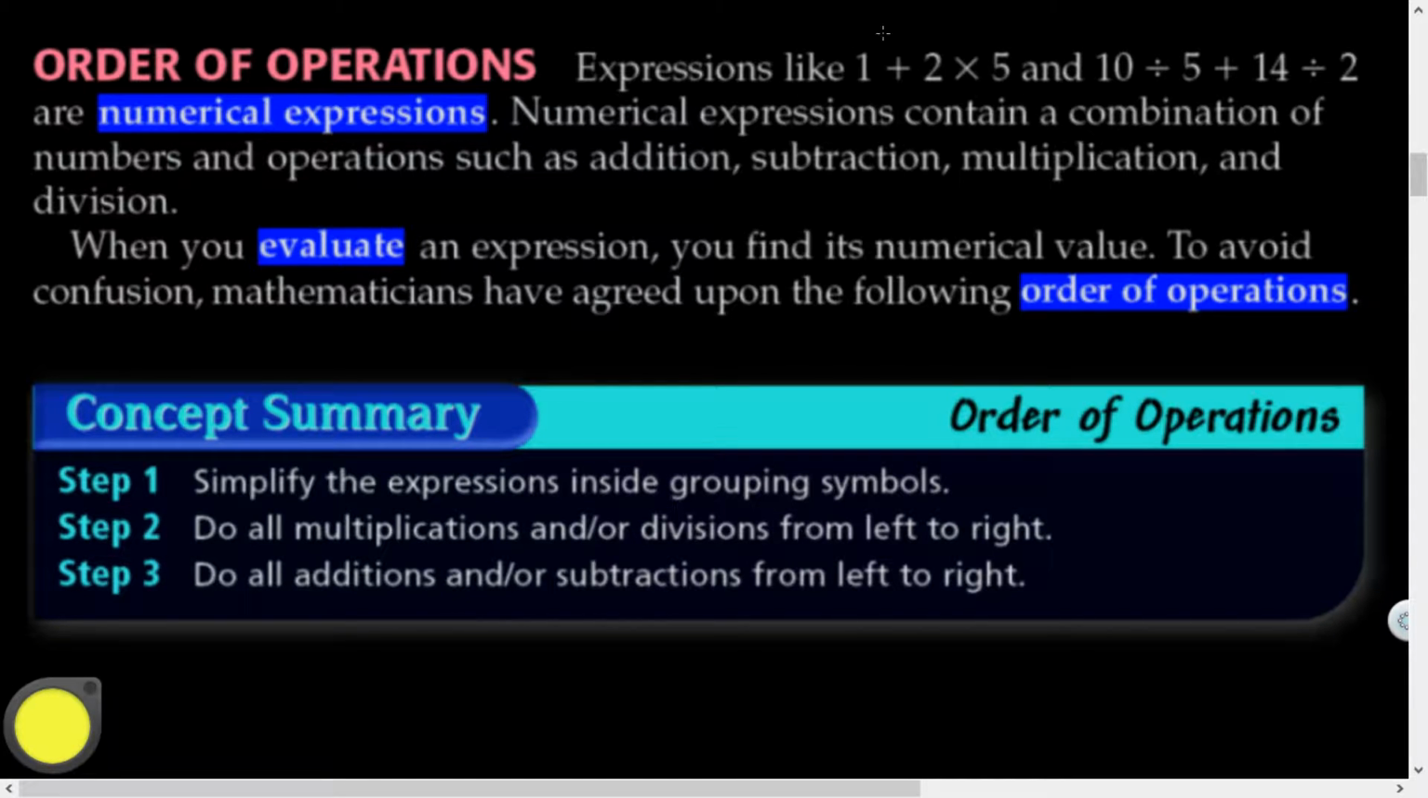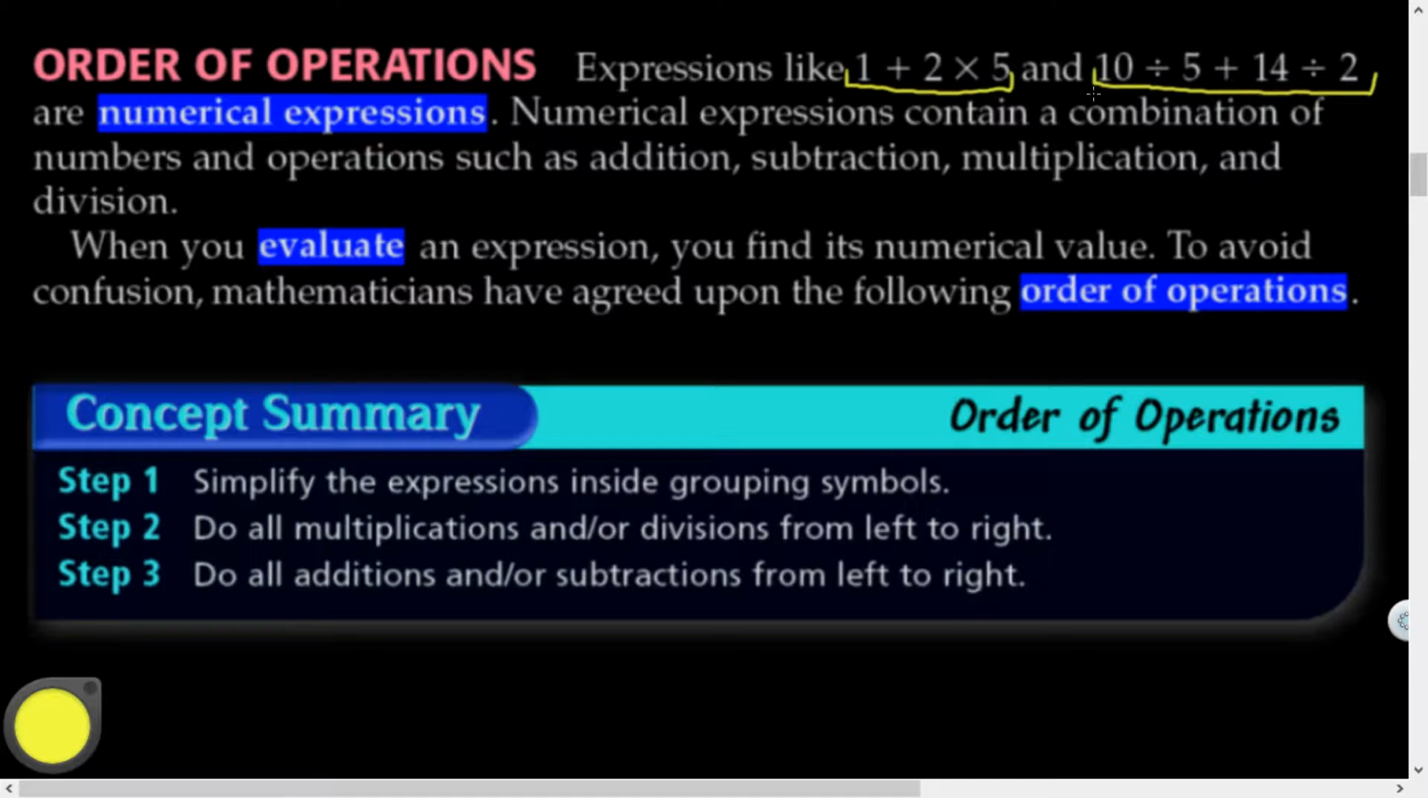So for instance, up here, it says order of operations. So expressions like 1 plus 2 times 5, how do I know which to do? Or in this case, 10 divided by 5 plus 14 divided by 2. How do I know which operation, right? Do I do 1 and then 2 and then 3? Do I just pick my favorite? Maybe that's something you never even thought. Does it even matter? Could we all do this problem 5 different ways and will we all get the same answer anyways? And it turns out it does matter.